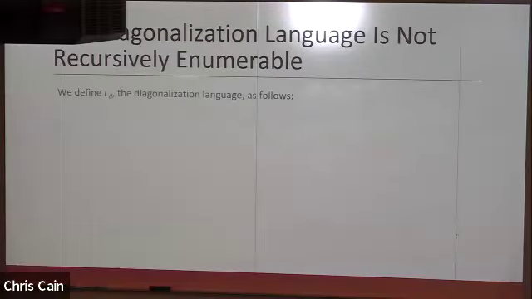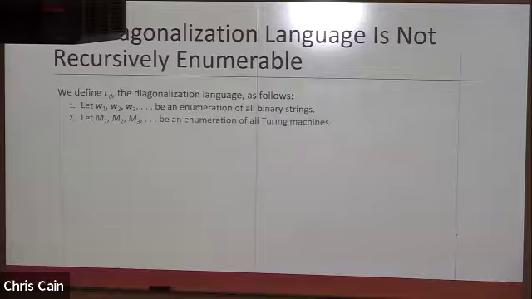So that, we're going to say all of these strings here, W1 up to on forever, are an enumeration of all binary strings. We've talked about that the enumeration of all binary strings is something that we can do. We just have all binary strings of length 0, of length 1, of length 2, of length 3, etc. Then we have an enumeration of all Turing machines.